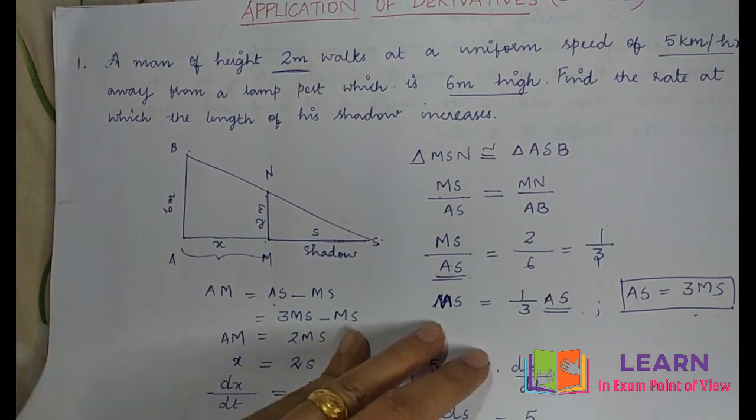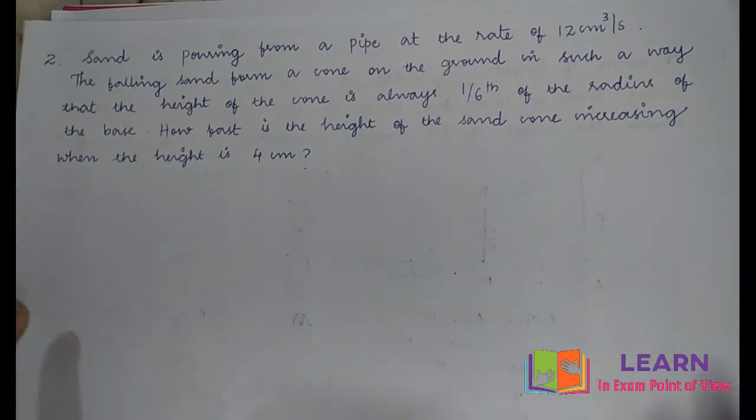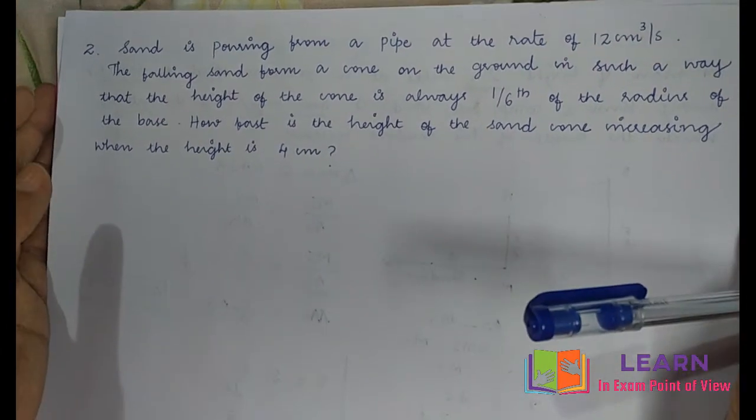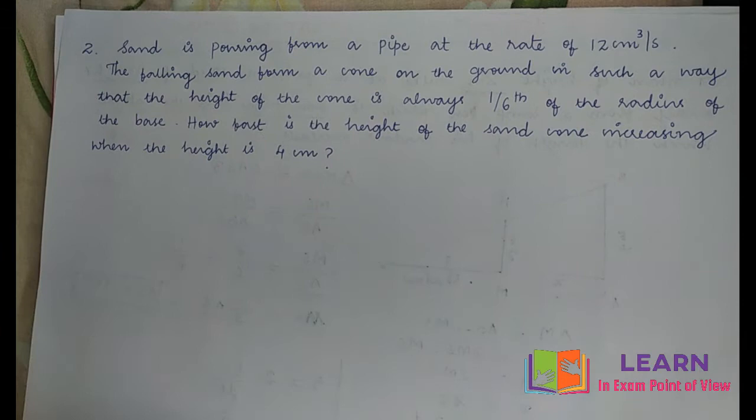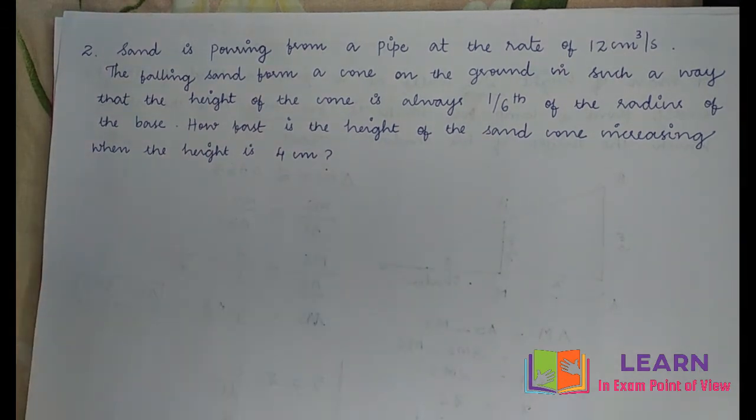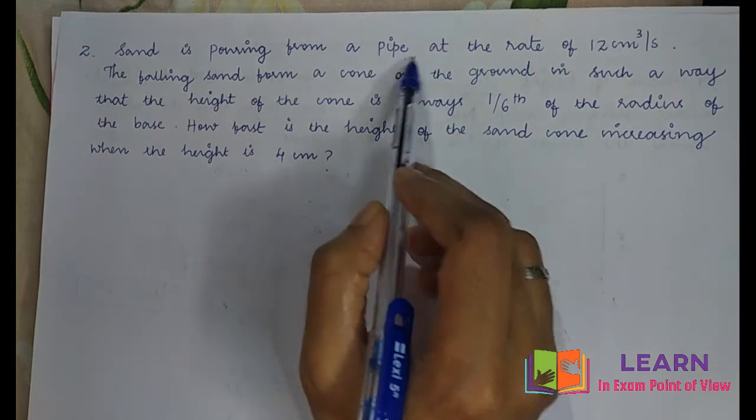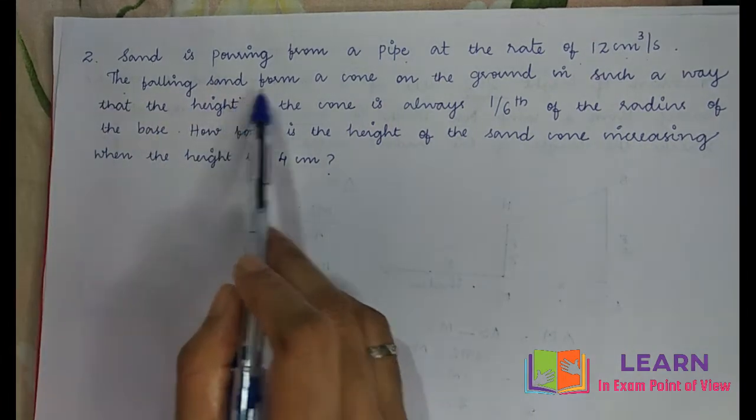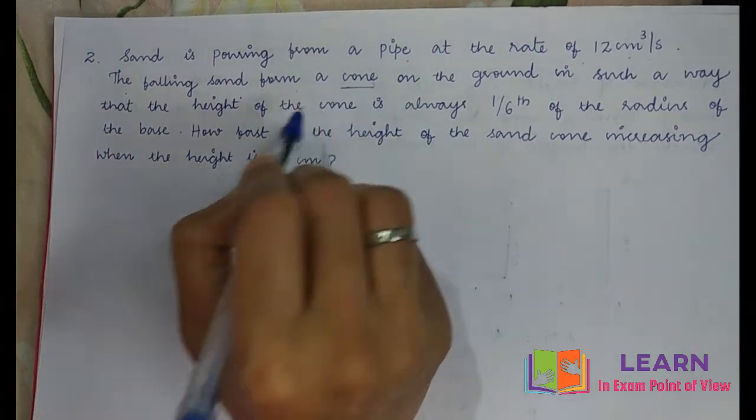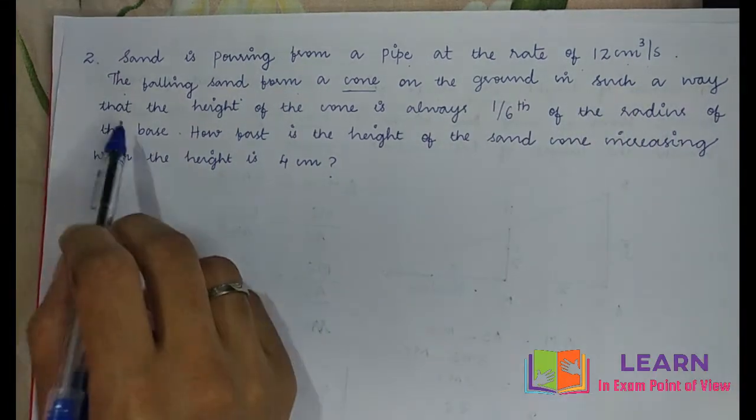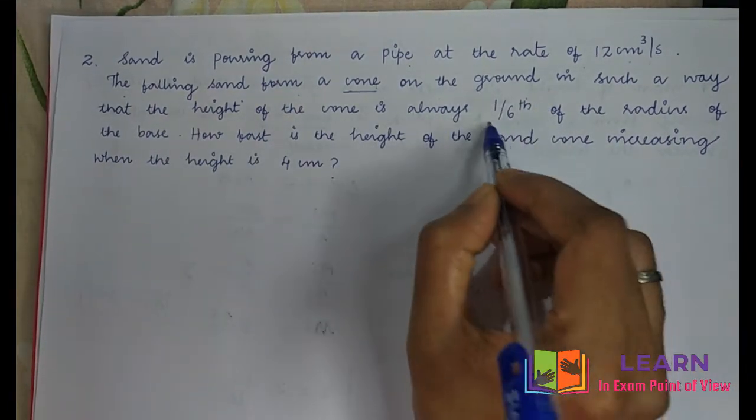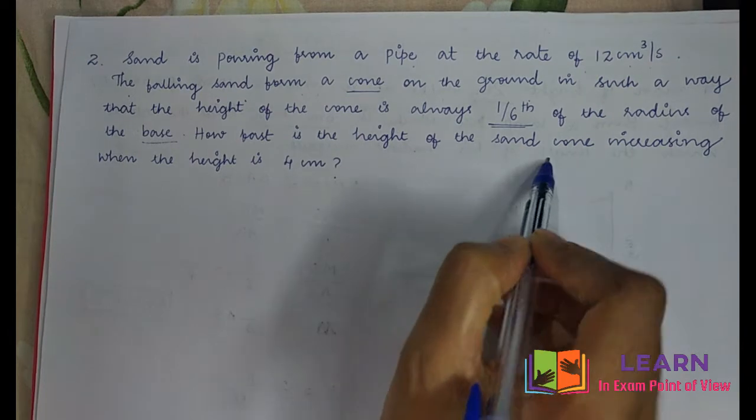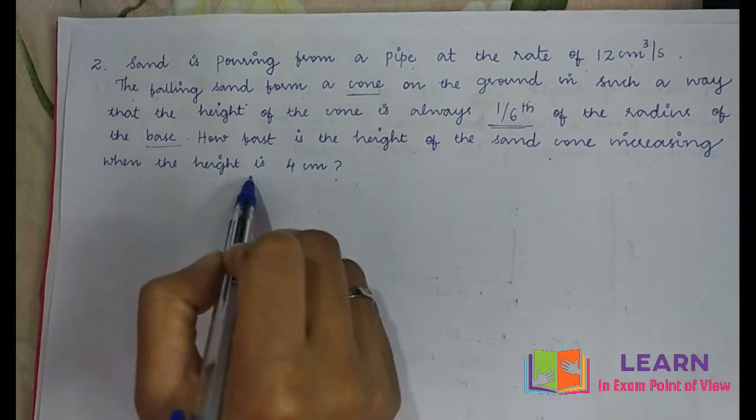Similar question we can do one more. The question is a little bit lengthy, but just read it, it's not that difficult. Sand is pouring from a pipe at the rate of 12 centimeter cube per second. The falling sand forms a cone on the ground in such a way that the height of the cone is always 1/6 of the radius of the base. How fast is the height of the sand cone increasing when the height is 4 centimeter?